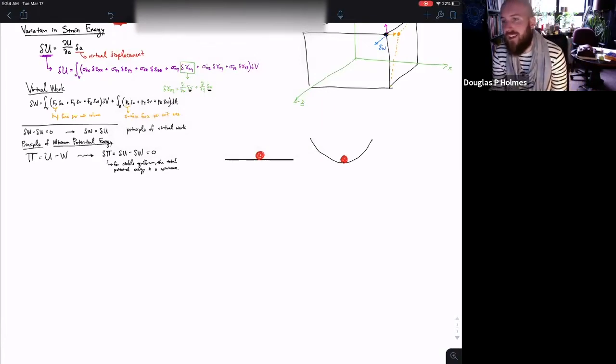And that ball looks like it's in equilibrium. What we're doing when we say that is actually doing in our head this virtual displacement. And that'll be more clear when you think of it this way.